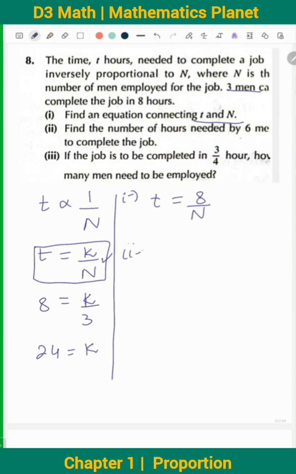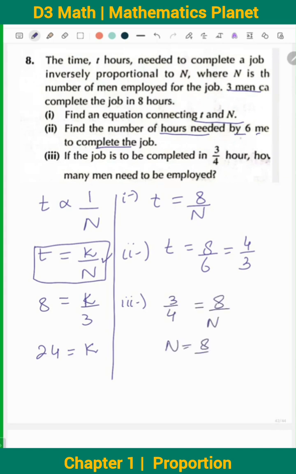Okay. Number 2, find the number of hours needed by 6 men to complete the job. So t is equal to 24 by 6, which is 4 hours. Number 3, if the job is completed in 3 by 4 hours, how many men are needed to complete the job? So we have n is equal to 24 divided by 3 by 4. 24 divided by 3 by 4 can be written as 24 times 4 by 3, which is 32.